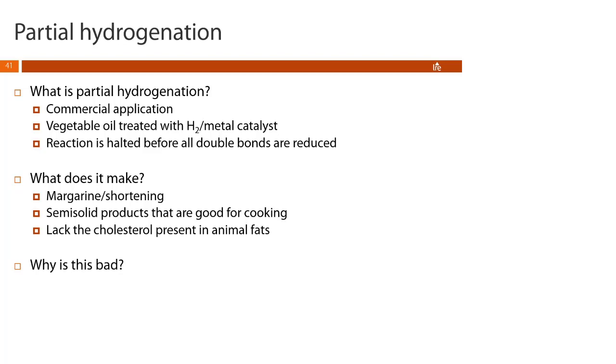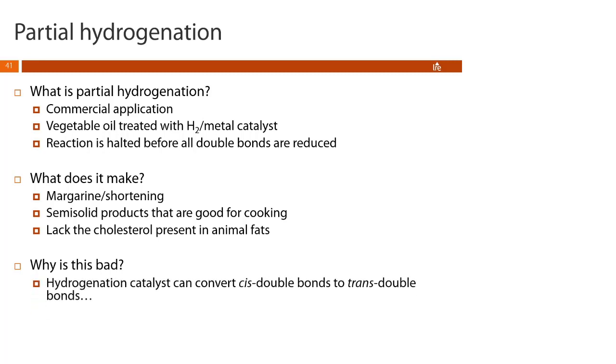So why has this kind of gone out of favor? That sounds like a good thing. Well, it's because the hydrogenation catalyst can convert cis double bonds to trans double bonds.